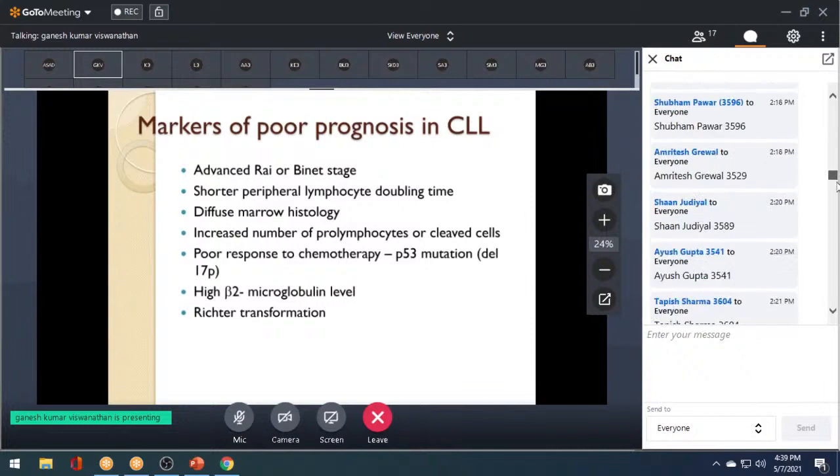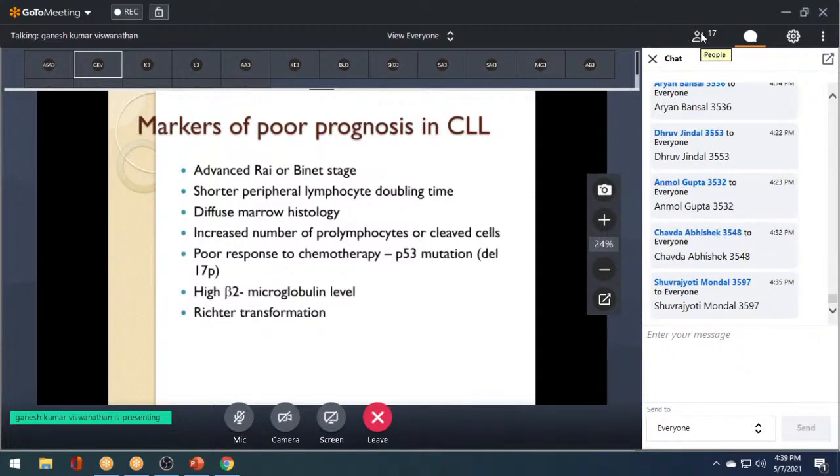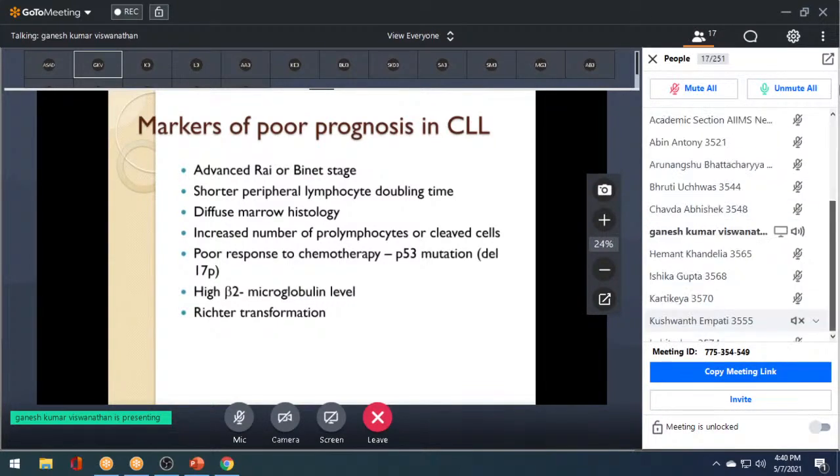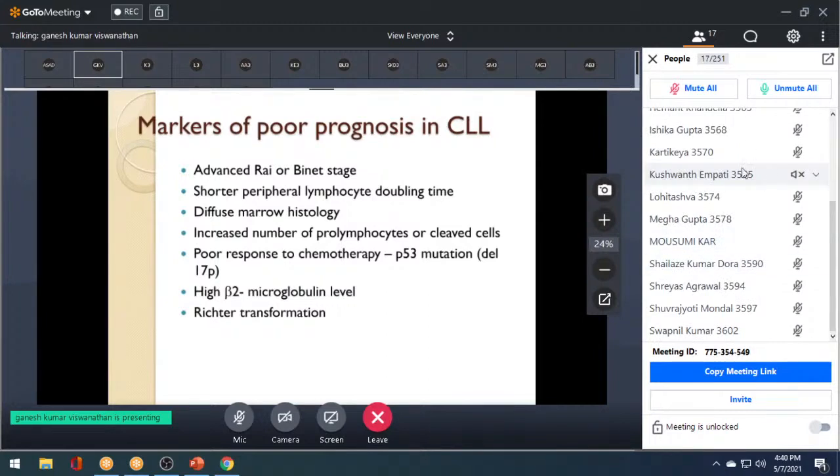And in cytogenetics or on FISH, if there is deletion of 17p, so 17p carries the p53 gene. When this gene is lost or mutated, then again it indicates poor response to chemotherapy. High beta-2 microglobulin levels again indicate poorer response. Richter transformation also indicates poorer prognosis.